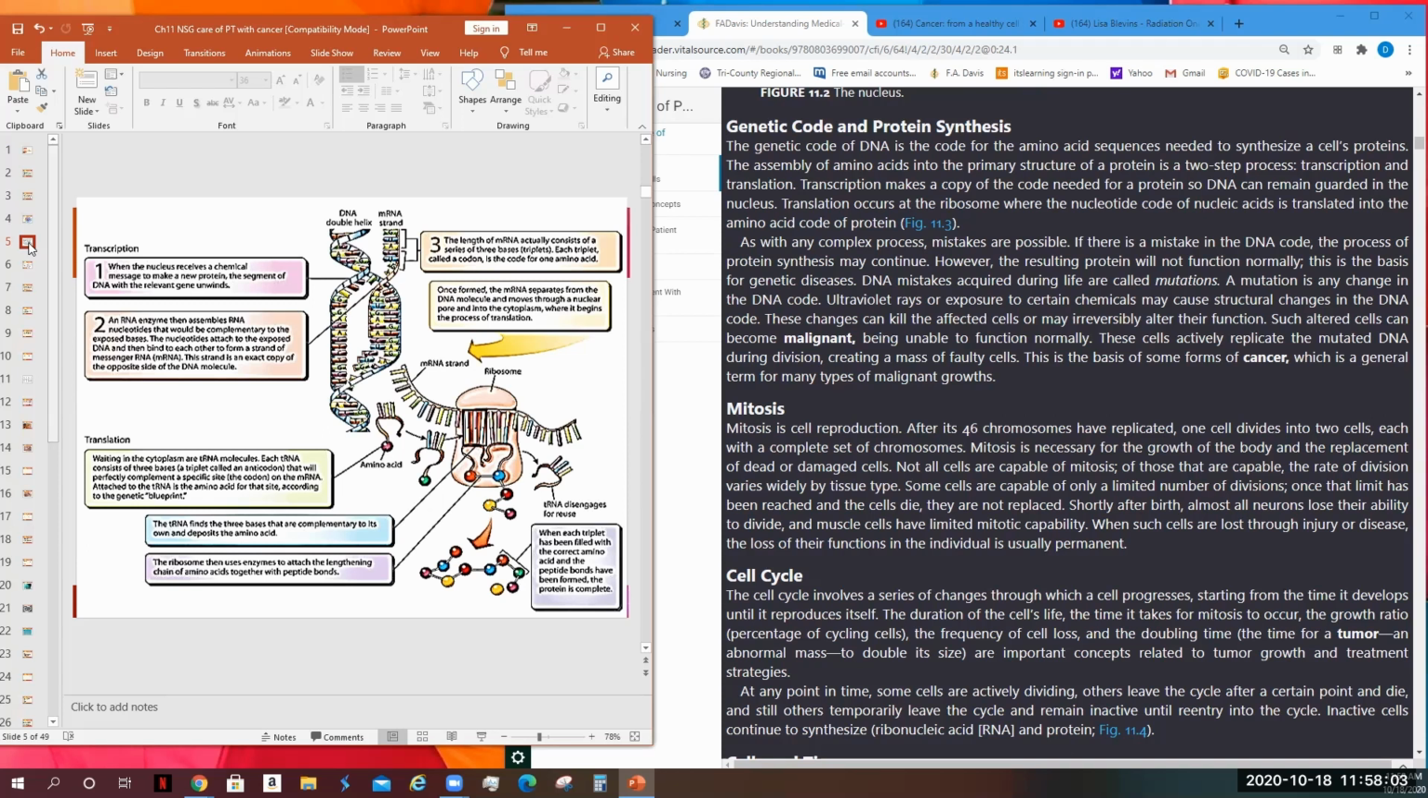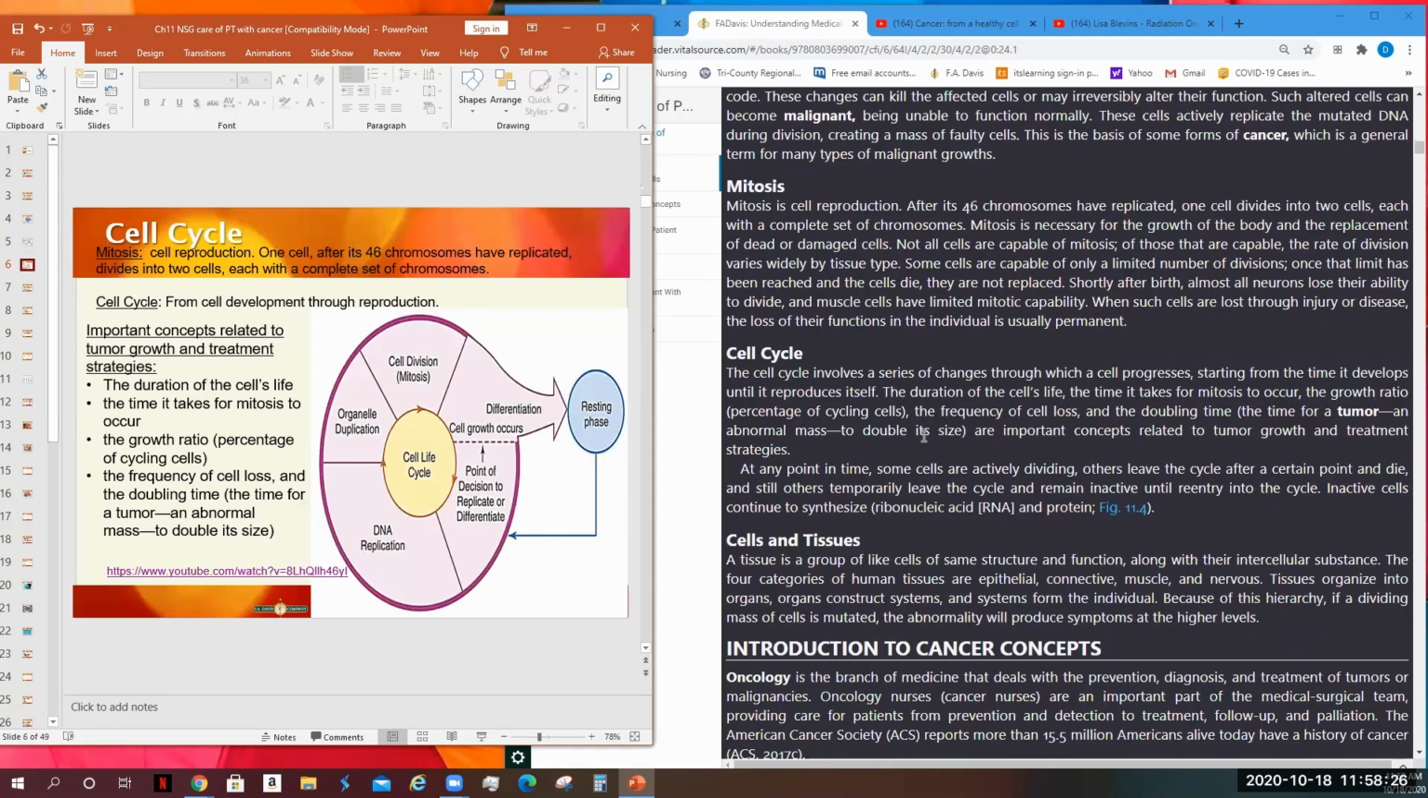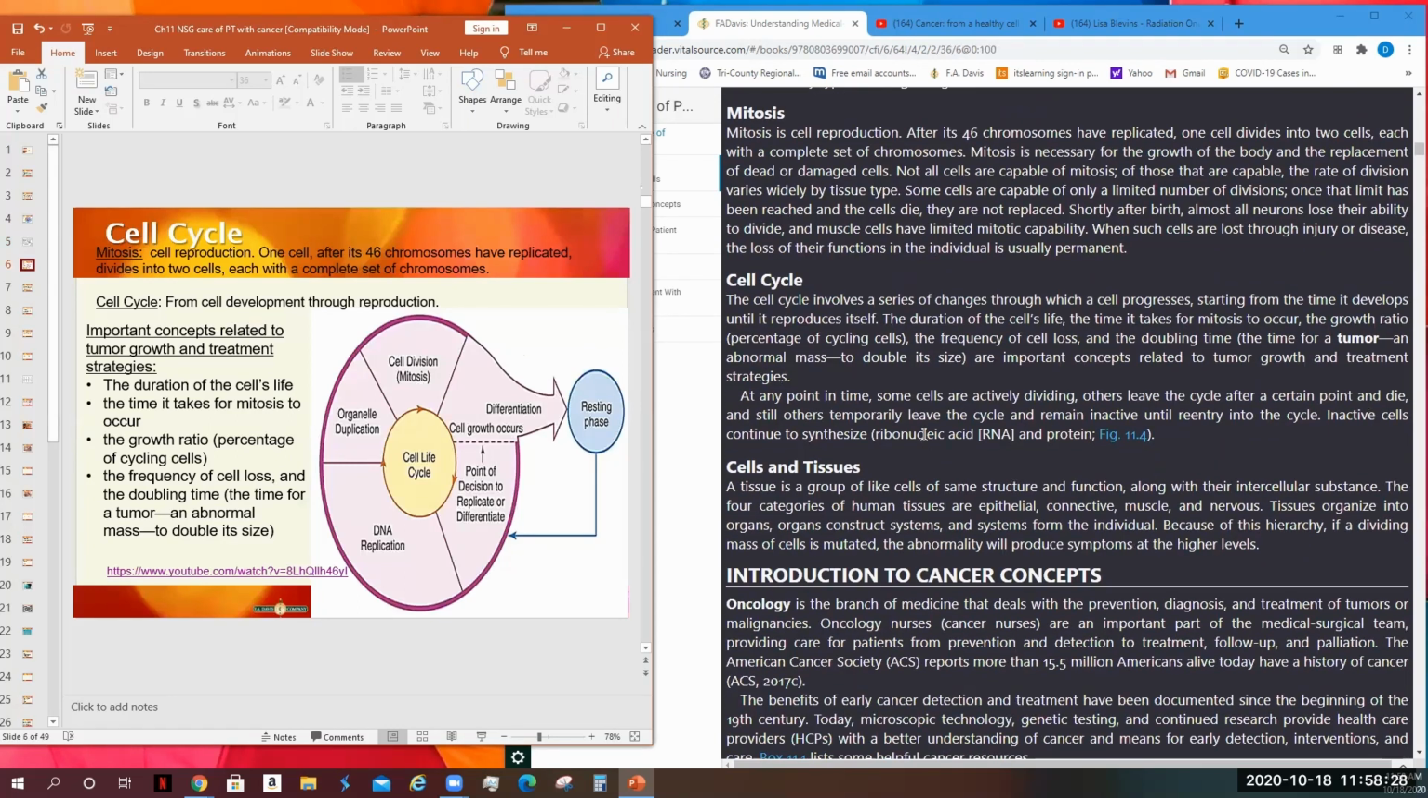These cells actively replicate the mutated DNA during division, creating a mass of faulty cells. This is the basis of some forms of cancer, which is a general term for many types of malignant growths. Mitosis. Mitosis is cell reproduction. After its 46 chromosomes have replicated, one cell divides into two cells, each with a complete set of chromosomes.